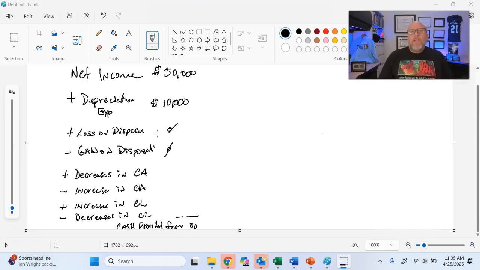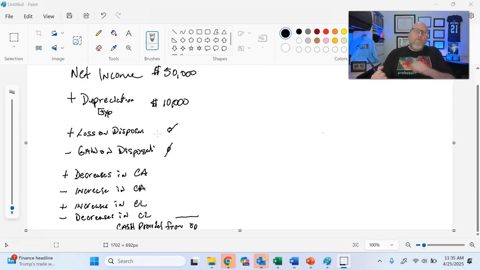And so what we want to do is remove any of the gain that we recognized from the income statement, because the cash provided from operations only includes things that relate to our day-to-day business. So we want to remove this from the income statement so that we can properly recognize it in the investing section of the cash flow statement, right? So if I have a loss on the disposal of an asset, a loss is going to lower my income.